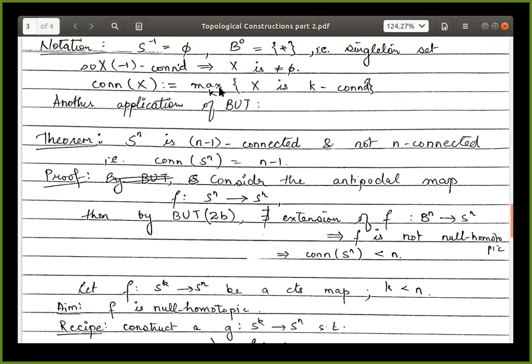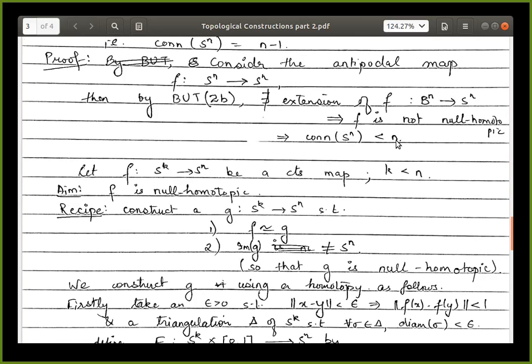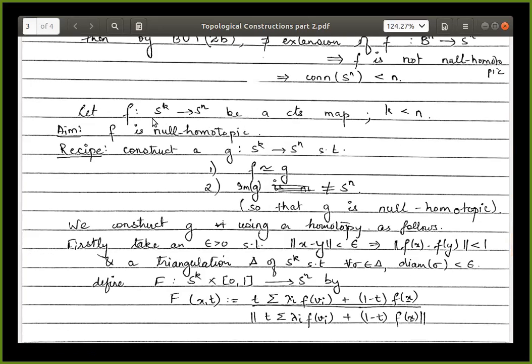We are examining the maximum possible case such that X is k-connected. I know that X is not n-connected, therefore the maximum has to be less than n. So connectivity is less than n. For this, let us take an f from S^k to S^n, assume it to be a uniformly continuous map, and we do this for any k which is less than n. What we really want to show is that f is null homotopic. To show that, we construct a map g from S^k to S^n, which is homotopic to the original map f we started off with. Furthermore, the image of g is not the whole of S^n.